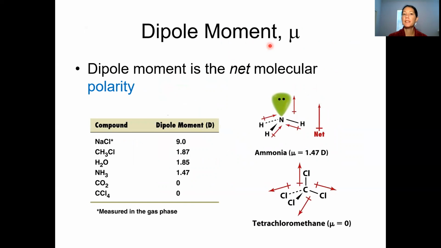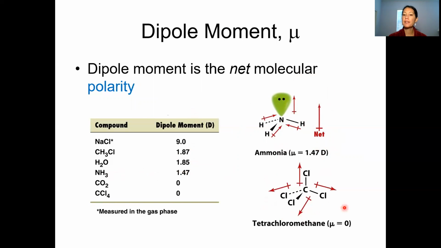We use dipole moment, which is given mu, to basically represent the net molecular polarity. So let me give you an example. Here in ammonia, we know there's a lone pair. There's an overall net dipole going up. This can be measured in Debye units, 1.47. So ammonia is polar. There are some that are more polar, like water is a little bit more polar. It has a more electronegative O and 2 lone pairs.